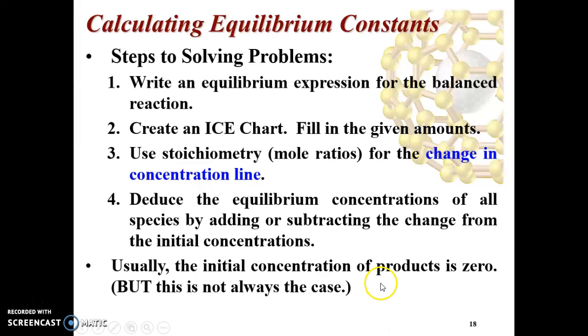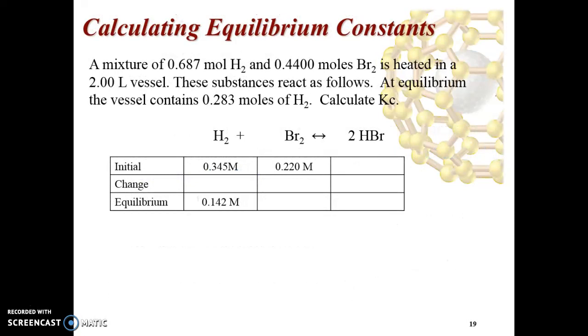And then the final thing is usually our initial concentrations of products are going to be 0. It's not always the case, but frequently it is. If it's not mentioned, assume it's 0. So here's an example. You've got a mixture of H2 and Br2 in a 2-liter vessel. They react and you create HBr. At equilibrium, we wind up with 0.283 moles of H2.